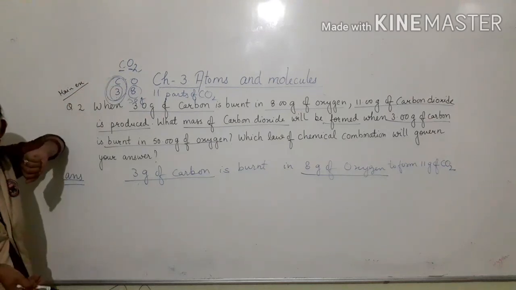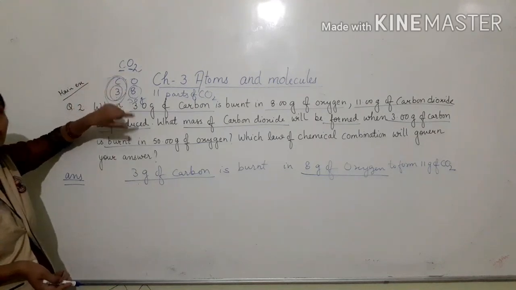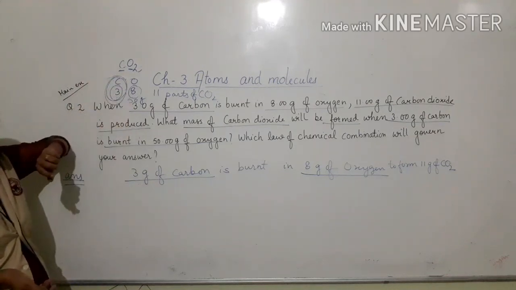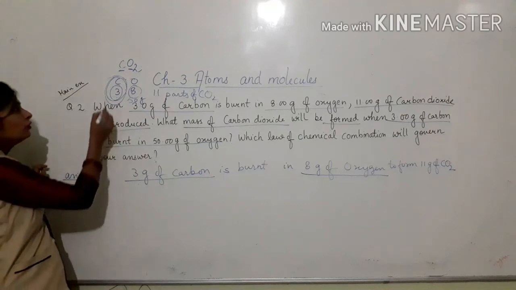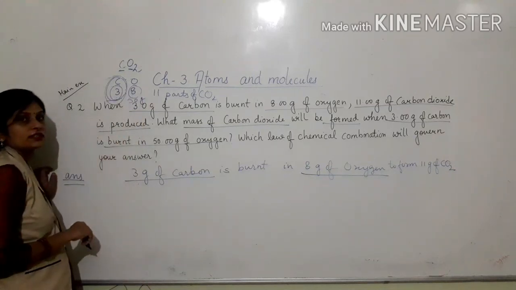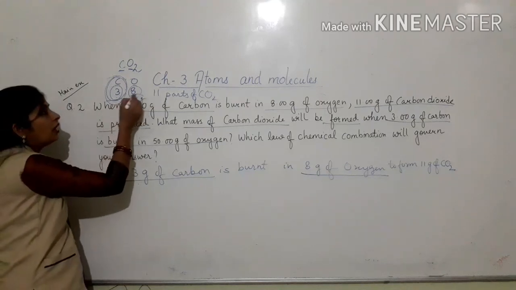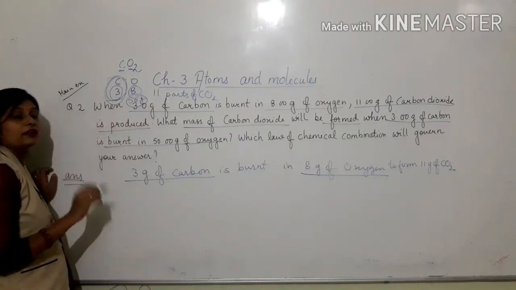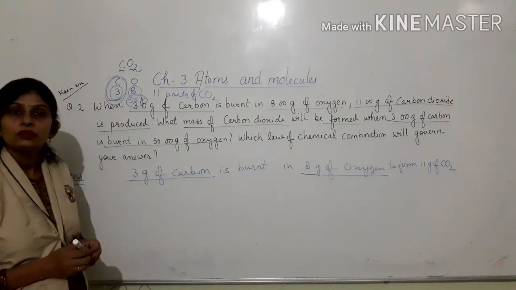So it will make no difference because 3 grams of carbon always react or combine with or burn in 8 grams of oxygen in carbon dioxide to form 11 gram of carbon dioxide. Okay, so for 3 grams of carbon only 8 grams of oxygen is required. So it will react with 8 gram of oxygen out of 50 gram and the remaining 42 gram will remain unreacted. Okay, this is all for today.